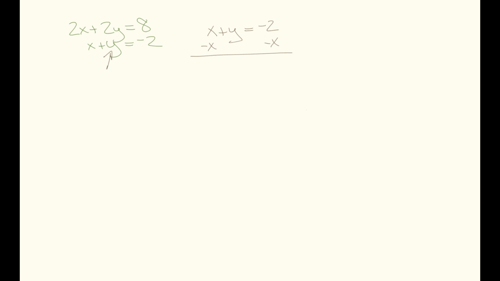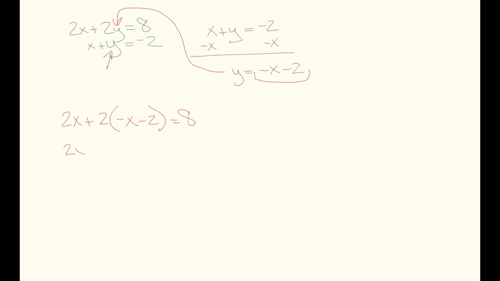So I get y equals negative x minus 2. So now I'm going to take that, what y equals, and I'm going to plug that in to the other y, so the y in the first equation. So I get 2x plus 2. Instead of the y, I'm going to write what y equals, negative x minus 2, equals 8.